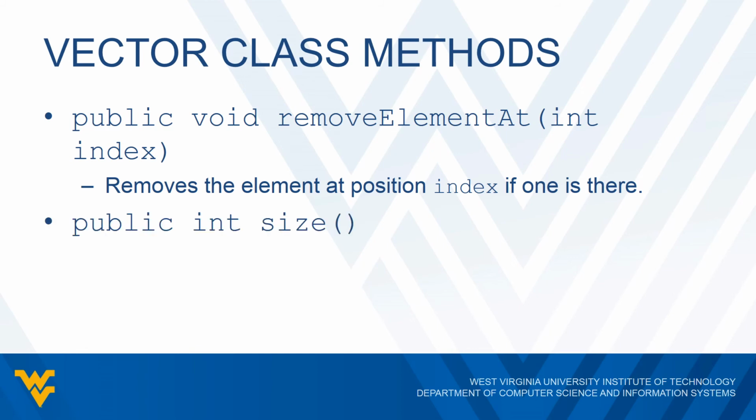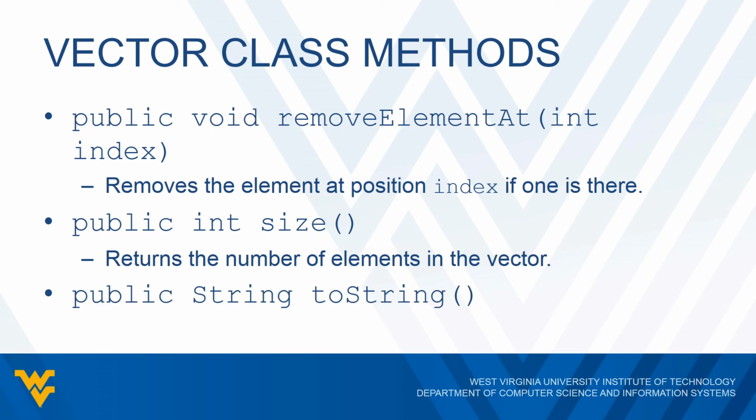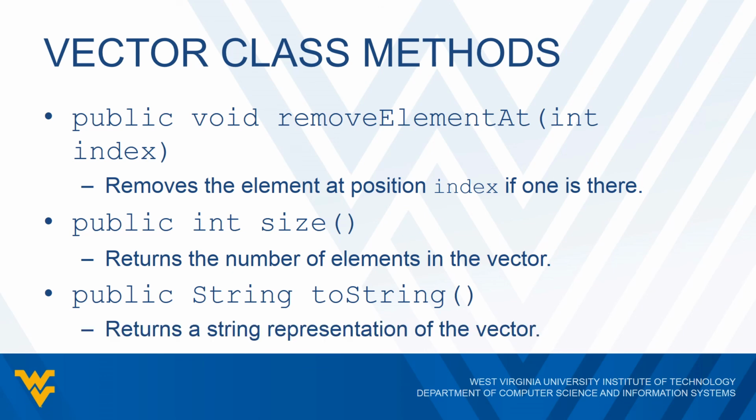There is a size method, and this method returns the number of elements in the vector. So just as there is a .length variable for arrays, there is a size method that gives us the number of elements in the vector. And then finally, we have a toString method. So remember when we talk about classes, we define a toString method so we can format our output. Well, the vector class has its own string representation for the vector.